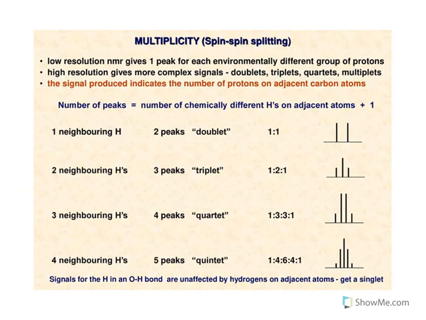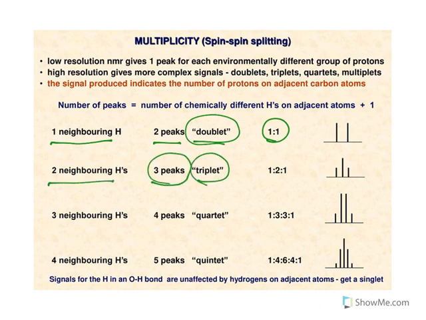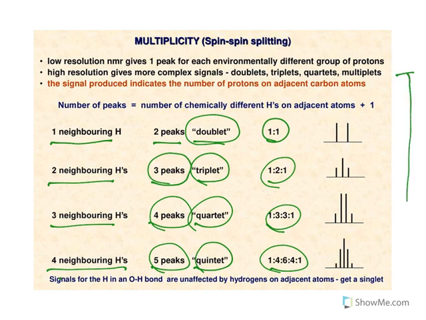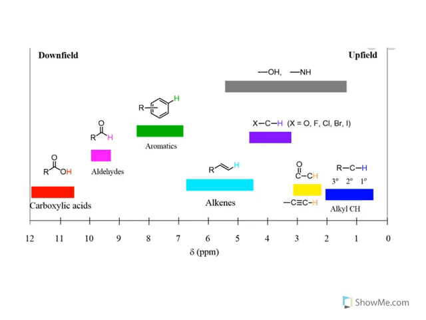Elaborating it further, see, this is called multiplicity. So if one neighboring proton is there, you will get 2 peaks, that is a doublet, which will be in the ratio of 1:1. If 2 neighboring protons are there, 2 plus 1, 3 peaks in the form of a triplet. 3 neighboring protons, 4 peaks in the form of a quartet. 4 neighboring protons, 5 peaks in the form of a quintet. And the peak ratios will be like this. There is something called the Pascal triangle also. But to simplify, just remember the n plus 1 formula.